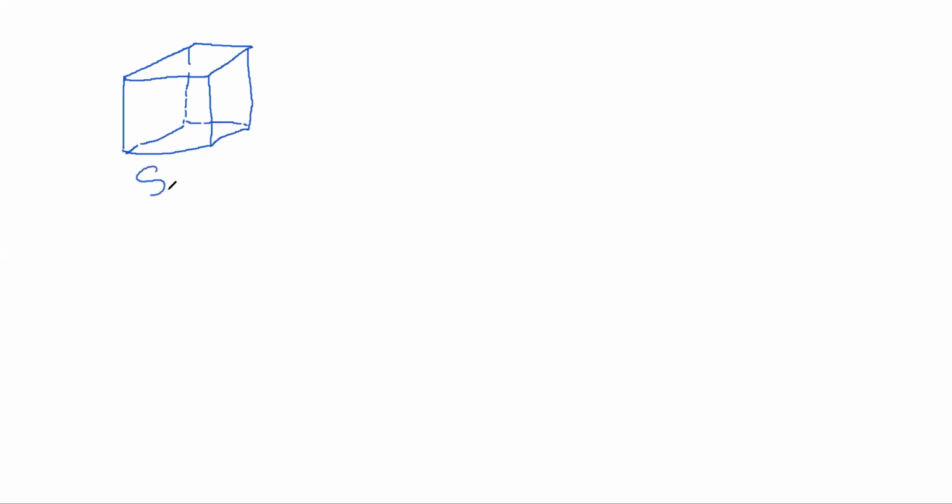So in simple cell, we have atoms only at the corners. So how many total atoms will be there? That's what we have to see. Is it 8? Is it 4? Is it 6? Or is it 1 or 0? That's what we will be seeing.